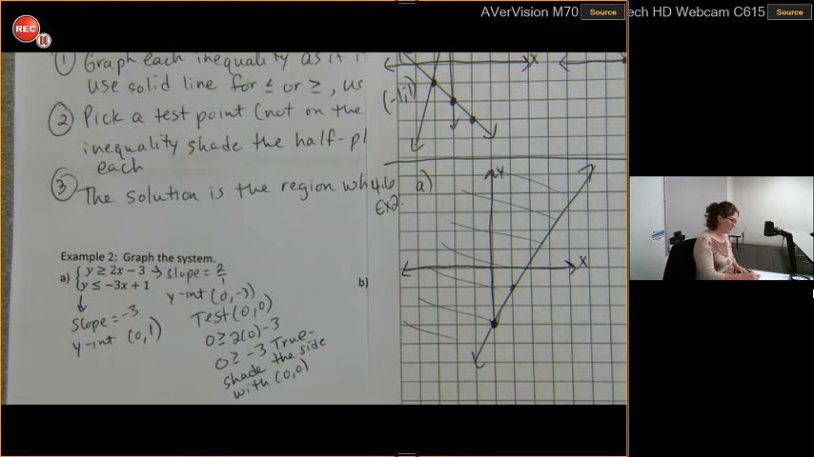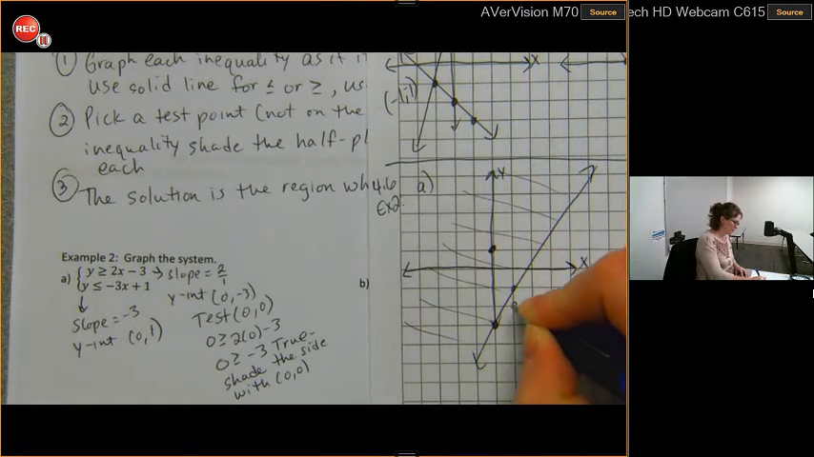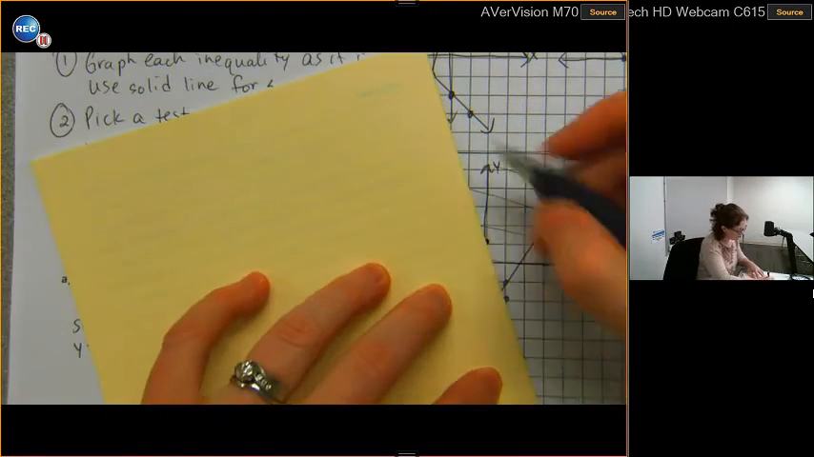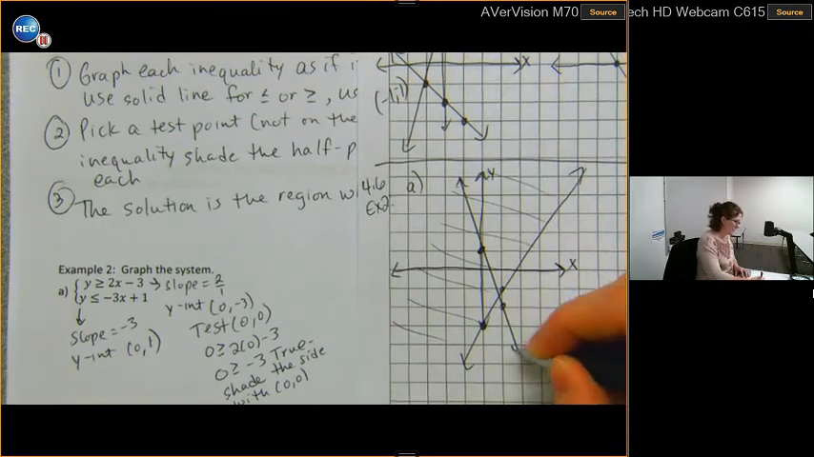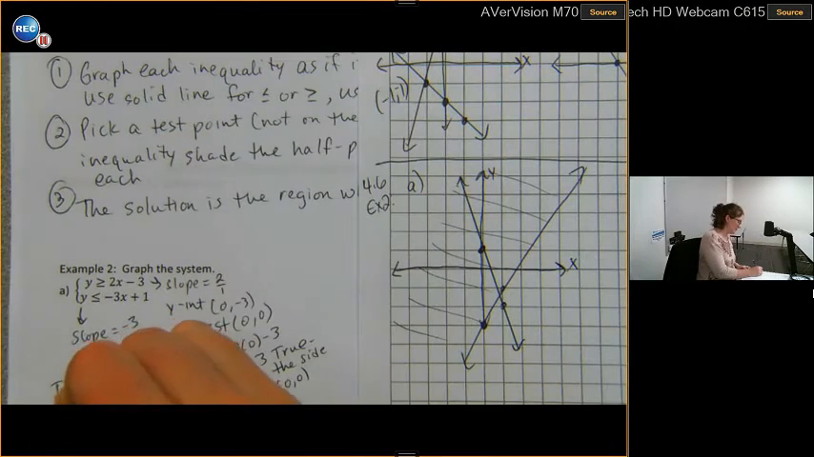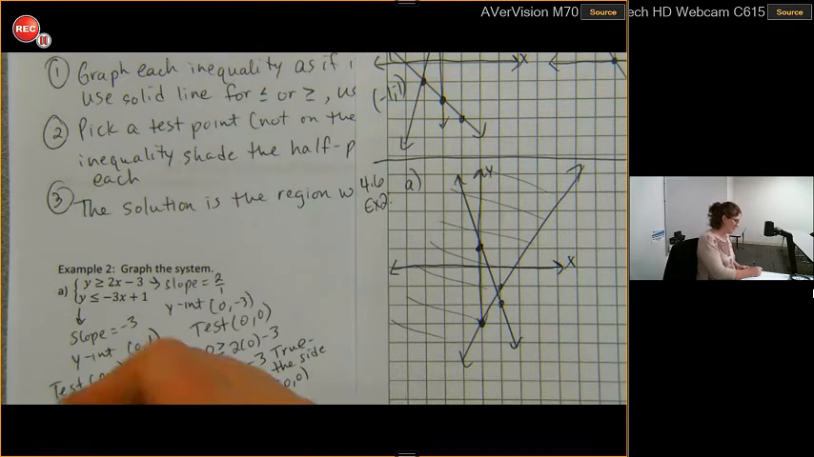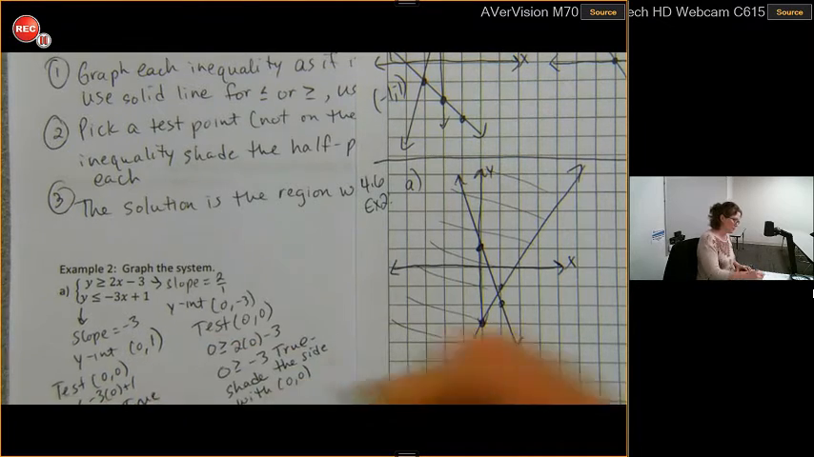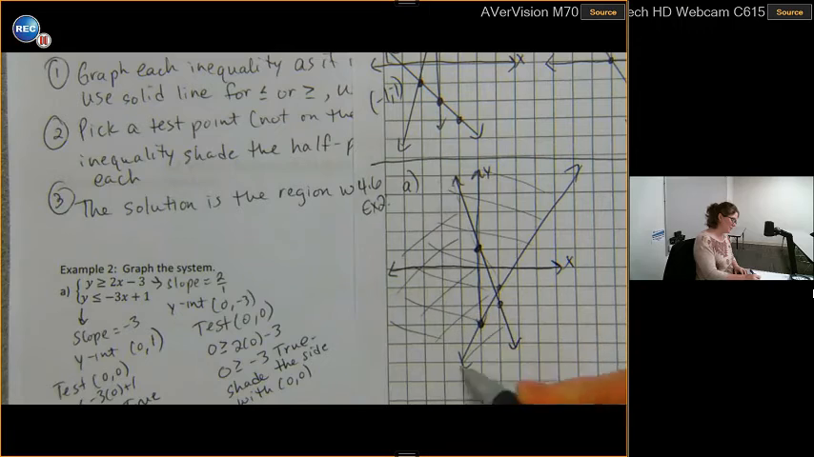When we graph our other line, slope is -3 over 1. Solid line again because it's got the "or equal to." And I have to test in this line. I'm going to use 0, 0 again because it's easiest. So I get 0 less than or equal to 1, that's true. So that was off of this line here, which means I'm shading towards the 0.